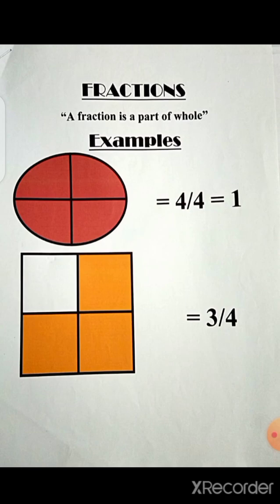If I ask what is the fraction of the unshaded part, the total number of parts will not change. It remains 4. So what is the fraction for unshaded parts? Very good, 1 over 4, because one part out of 4 parts is unshaded.